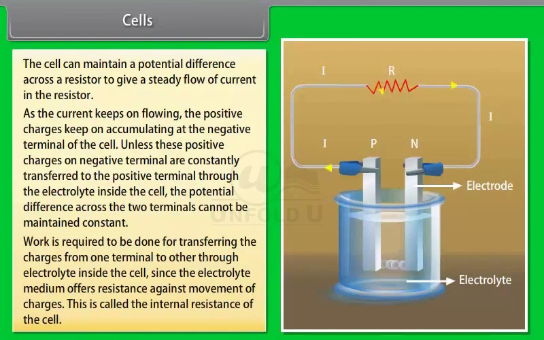Work is required to be done for transferring the charges from one terminal to the other through the electrolyte inside the cell, since the electrolyte medium offers resistance against the movement of charges. This is called the internal resistance of the cell.